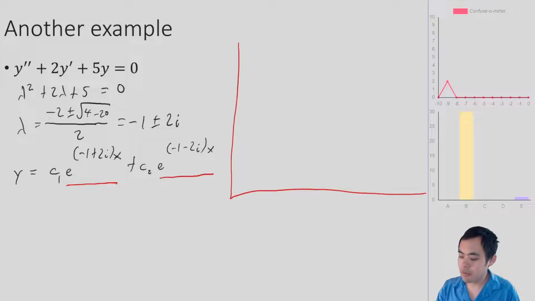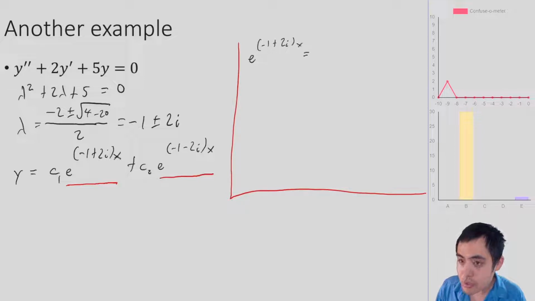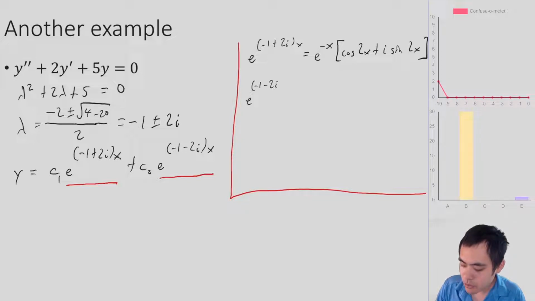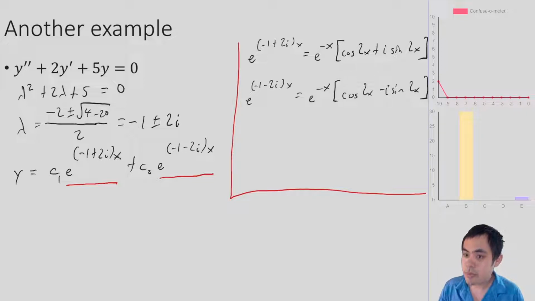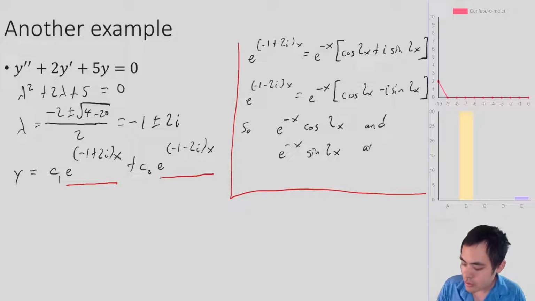And so that's the other way of thinking about this, which is, well, we have e^((-1+2i)x) equal to e^(-x) times (cosine 2x plus i sine 2x). And we have e^((-1-2i)x) equal to e^(-x) times (cosine 2x minus i sine 2x). And one thing you'll notice is if you combine together these two solutions, e^(-x) cosine 2x and e^(-x) sine 2x are also independent solutions.